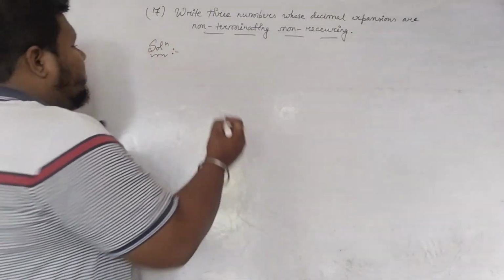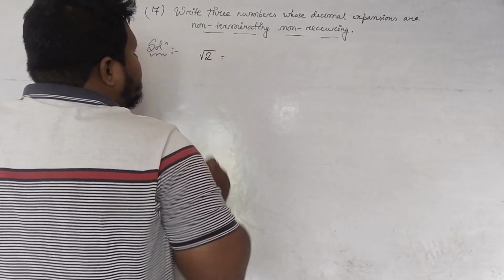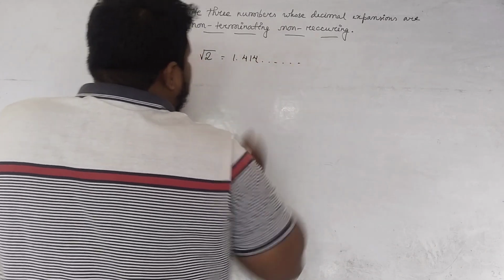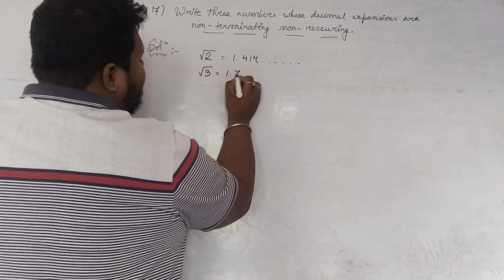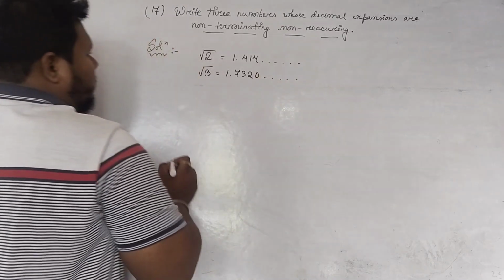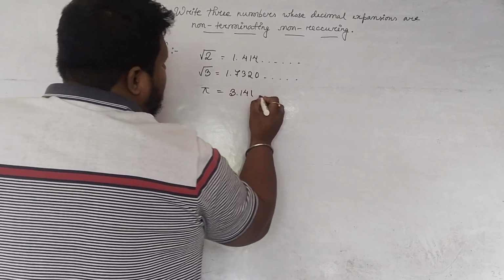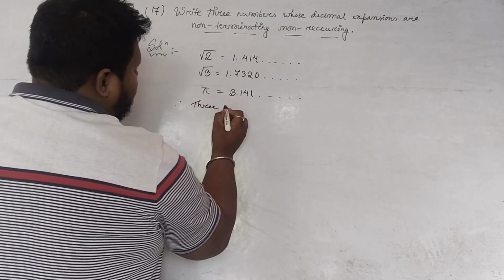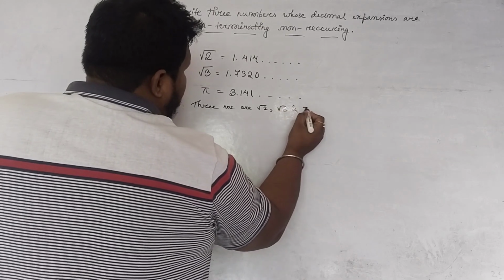So let us take the first example, root 2. What is the value of the decimal expansion? 1.414, it will go on, so you just write dot dot dot. Then root 3 is 1.732, after that it will go on, and you write dot dot dot. Next, pi is 3.141 dot dot dot. So therefore the three numbers are root 2, root 3 and pi.